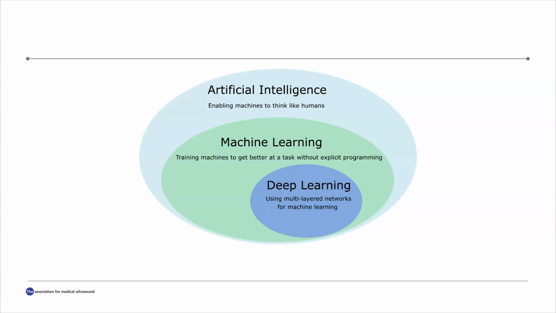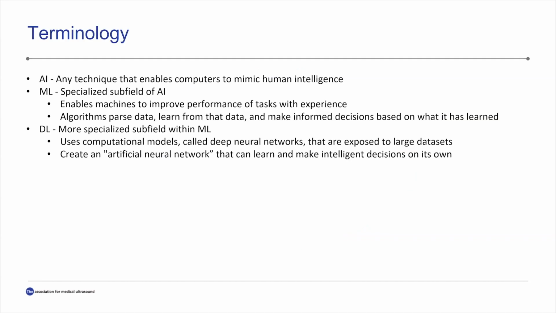The first subset is machine learning, where we're teaching machines to get better at a task without explicitly programming it for that task. Then you get deeper into that, you get to deep learning, where we take multiple layers of networks and use those in deep learning. So it becomes more of a self-training module.